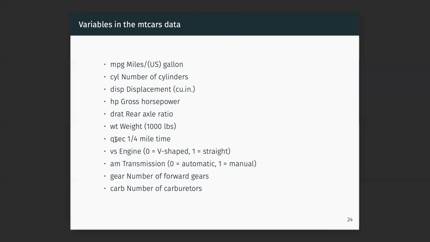vs is the engine, whether it's V-shaped or straight. I don't know what that means either. I'm not much of a car person. am is whether it's an automatic or manual transmission. gear is the number of forward gears. carb is the number of carburetors. Okay, so we have a lot of predictors, a lot of variables, right? We have 1, 2, 3, 4, 5, 6, 7, 8, 9, 10, 11 variables on 32 cars, I believe, right?